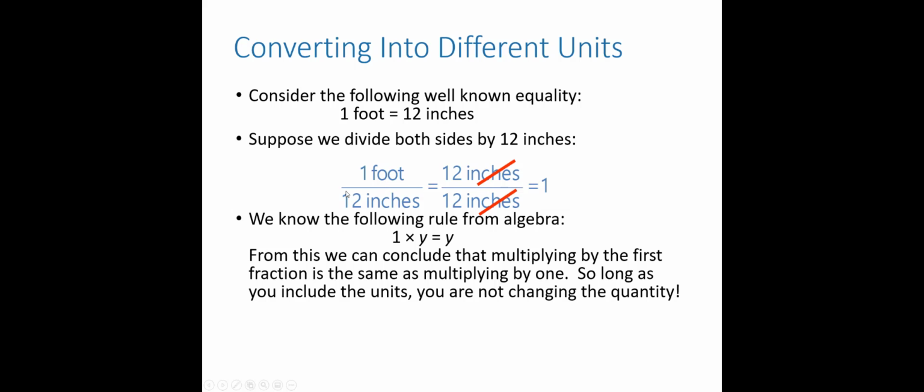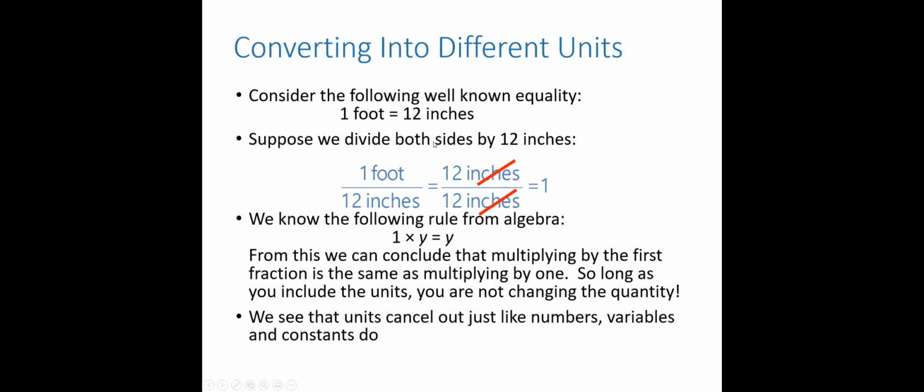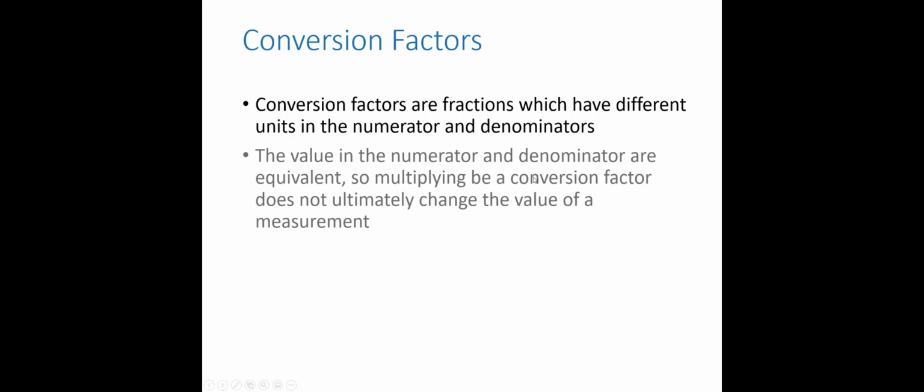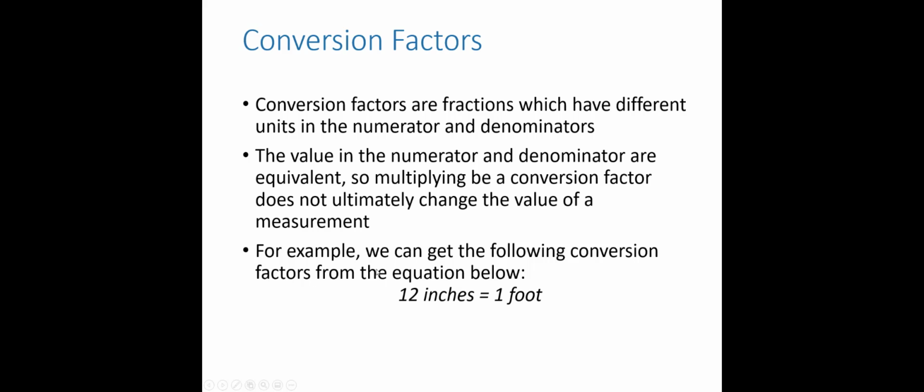So long as the numbers and the units are matched correctly, you get one of these guys right here, which is going to be called a conversion factor. All we did was change an equation into a factor. So conversion factors are essentially fractions which have different units in the numerator and denominator. And since those numerator and denominator measurements are equivalent, multiplying by them does not change the value of a measurement. It will certainly change a number and it will change a unit, but it's going to be the same distance or time when you multiply by that.